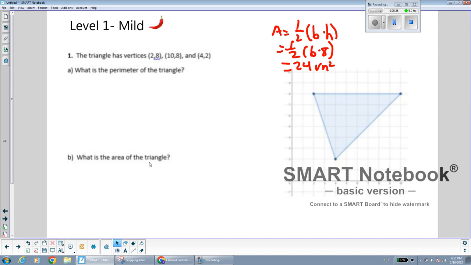Or when you're dealing with a shape that's irregular, that you haven't seen before, and there's not really a formula to find the area of it. This method will be super useful.